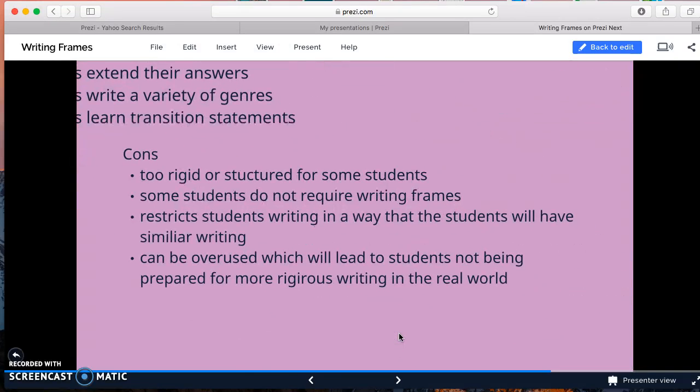Cons: it is too rigid or structured for some students. Some students do not require writing frames. It can also restrict students in writing in a way that the students will have similar writing. It can be overused, which will lead to students not being well prepared for more rigorous writing in the real world. And this can also relate to them being able to write in middle school classes or high school classes if they're in elementary.